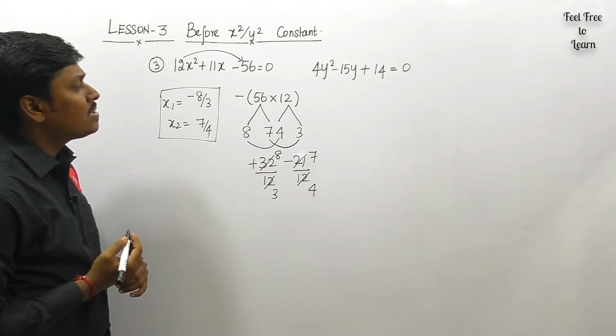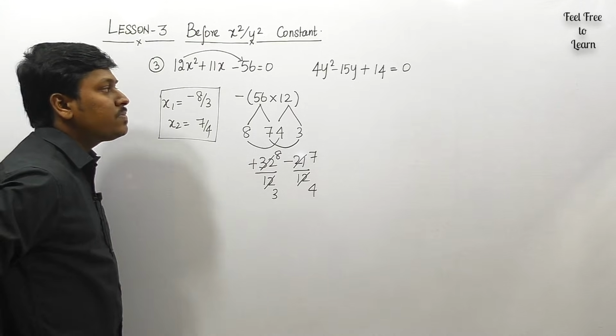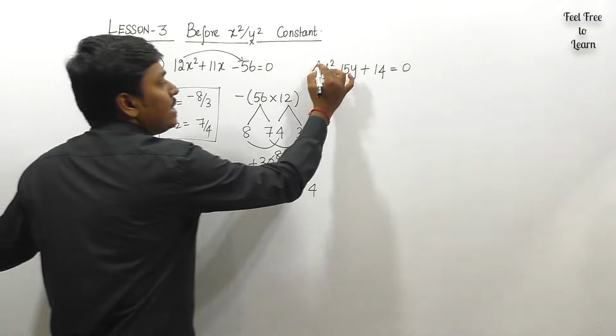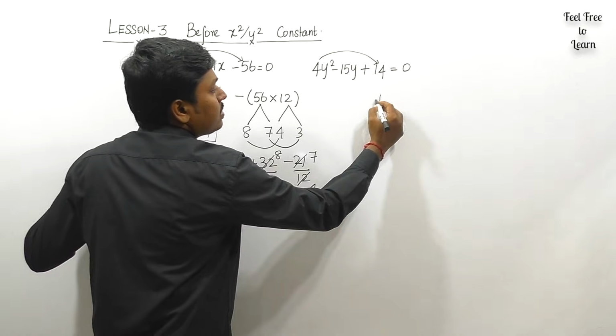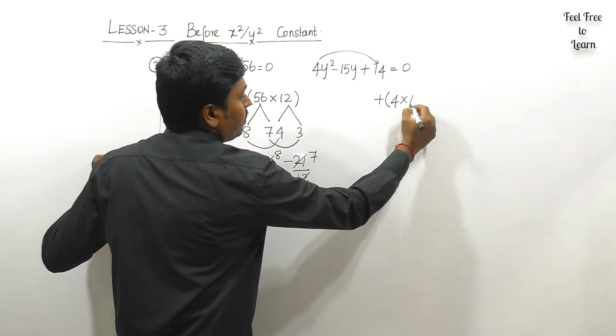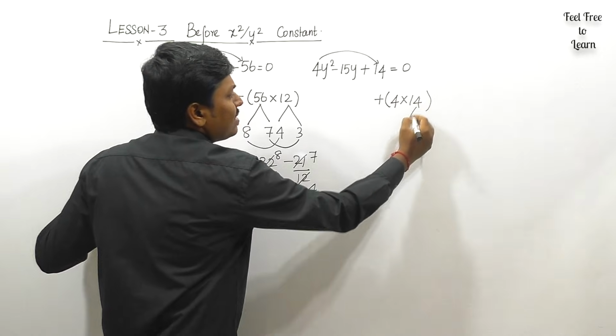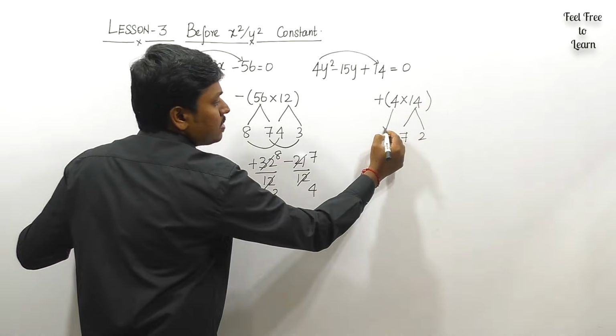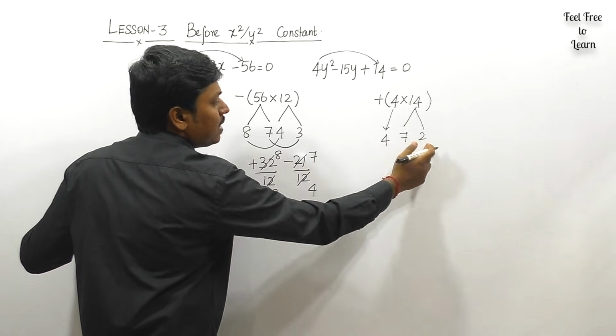And the second expression is 4y square minus 15y plus 14 is equal to 0. So similarly, we need to multiply this 4 into 14, so plus 4 into 14. So I think this 14 can be written as 7 into 2, because 7 into 2 will be 14. So bring this 4 to the next step. So 4, 7 and 2.